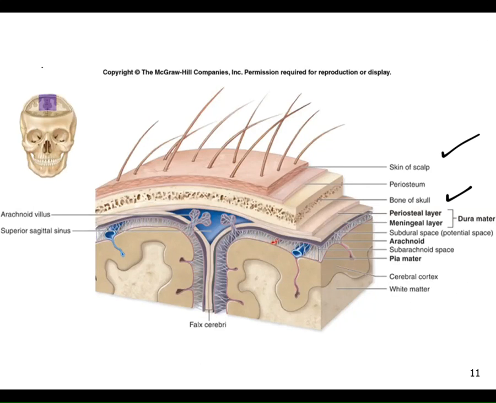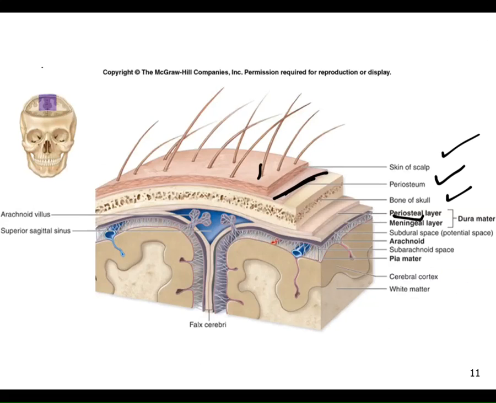So we know this is flat bone, and flat bone is characterized as having periosteum on both the outside and the inside. So underneath your skin, there'll be a layer of periosteum. There it is. Then your flat bone. And what's on the deep side of the flat bone? Another layer of periosteum. Well, that periosteum is also, AKA, known as the periosteal layer of the dura. So it's the same thing.